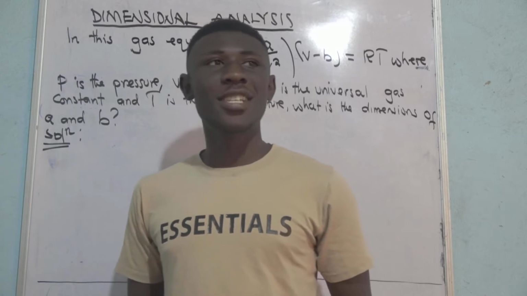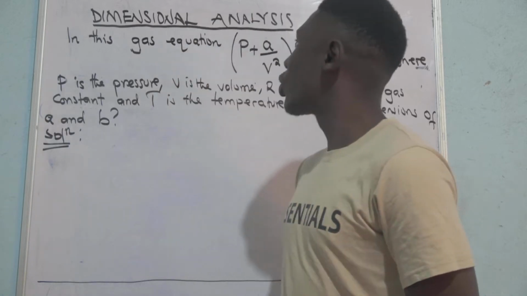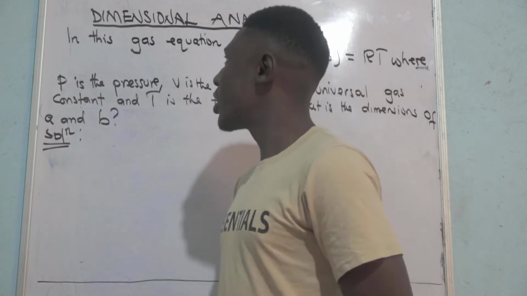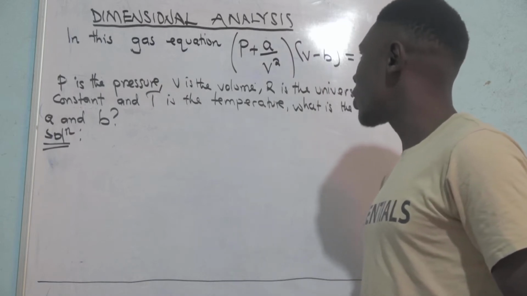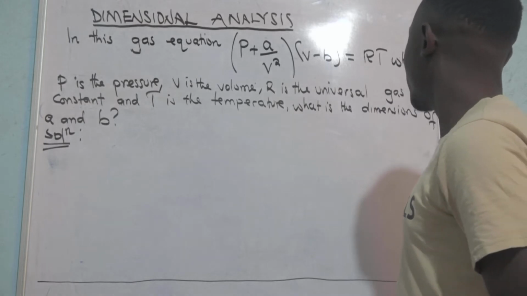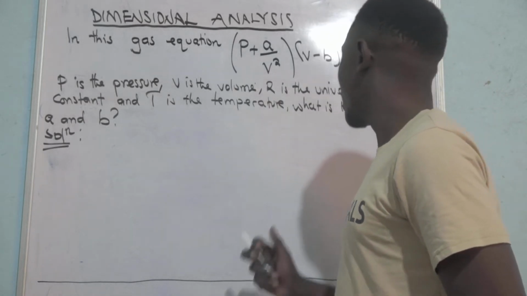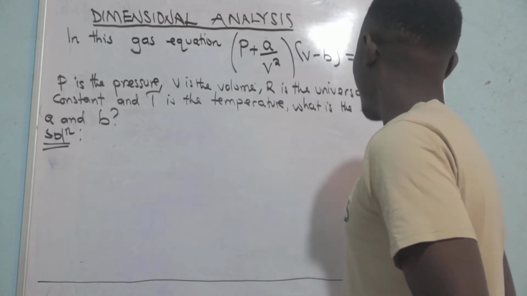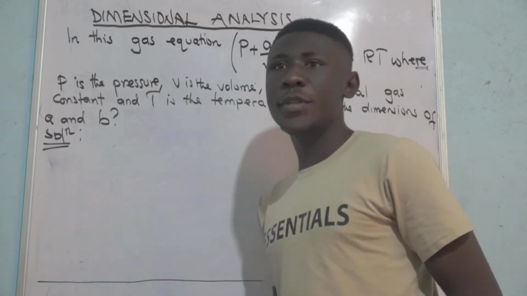So in this discussion, we're going to look at dimensional analysis. We are going to solve this problem here that is on the board. The question is that in the gas equation, (P + a/V²)(V − b) = RT, where P is the pressure, V is the volume, R is the universal gas constant, and T is the temperature. What are the dimensions of a and b?